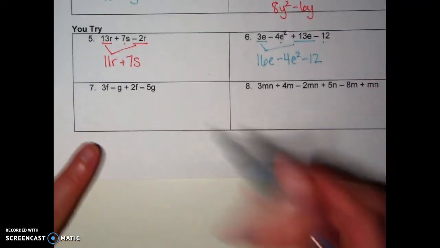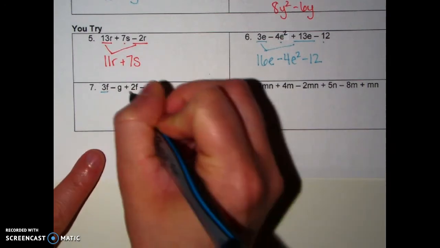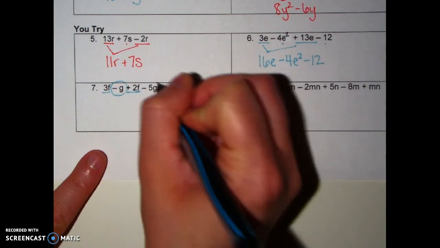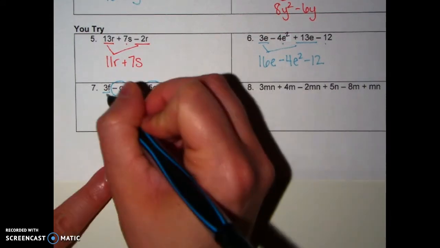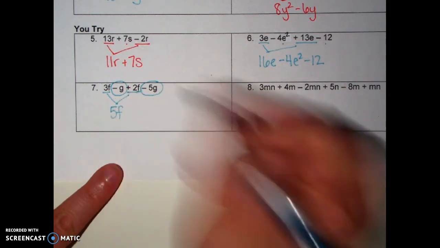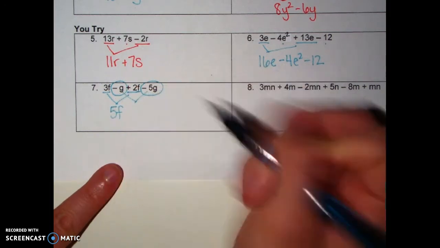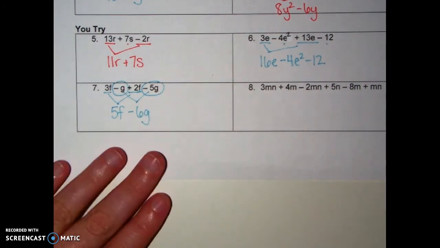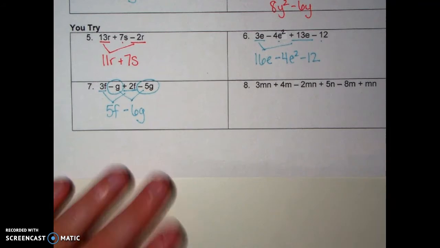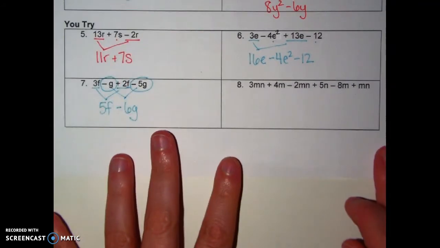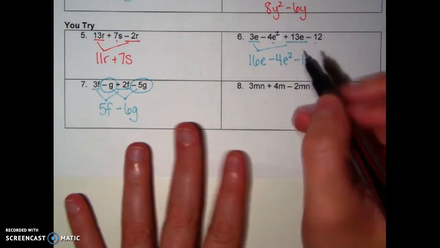Okay, number 7, I have 3F plus 2F, and I have negative G and a negative 5G. So 3f plus 2f is 5f. Negative g minus 5g is negative 6g. And that is it for that one. Okay, last one. I saved the best for last.